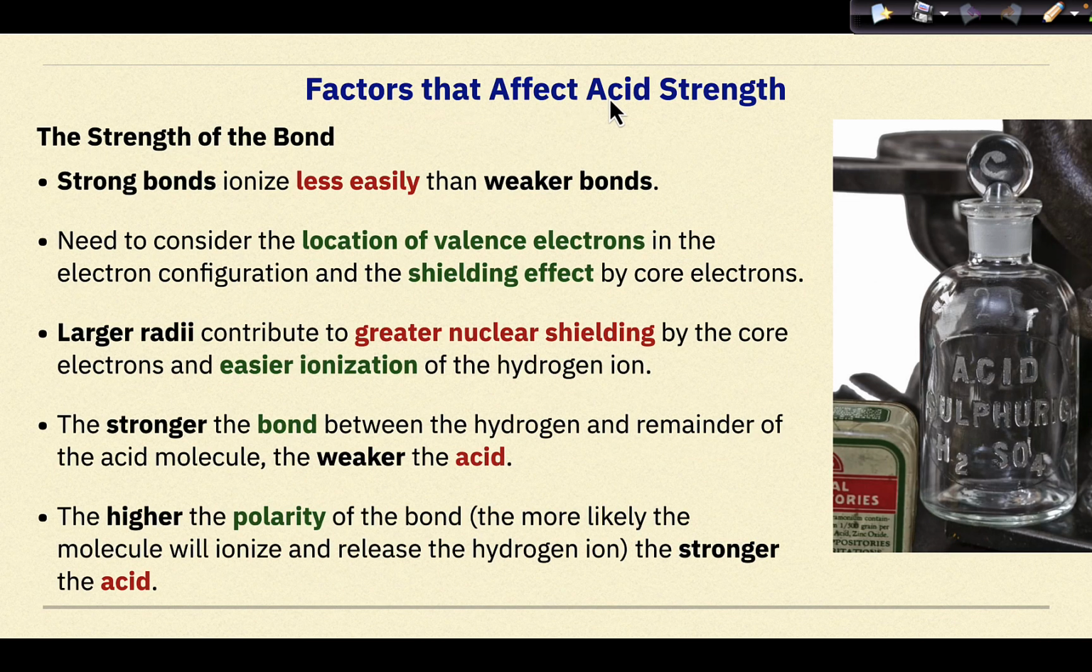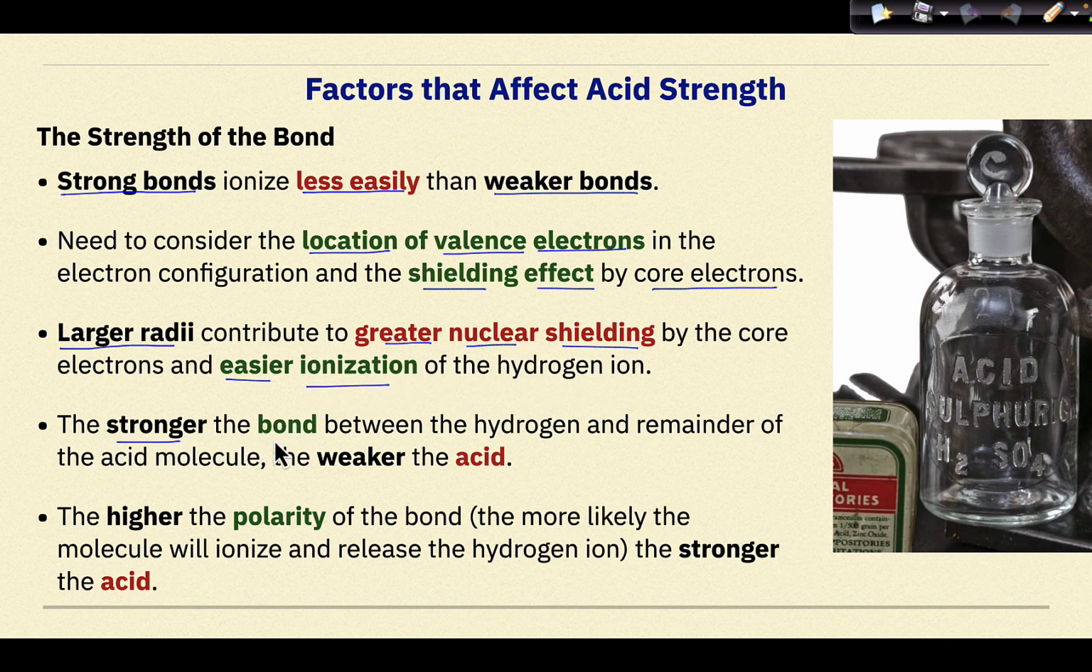Factors that affect acid strength. The strength of the bond. Strong bonds ionize less easily than weaker bonds. We need to consider the location of valence electrons in the electron configuration and the shielding effect by core electrons. Larger radii contribute to greater nuclear shielding by the core electrons and easier ionization of the hydrogen ion.